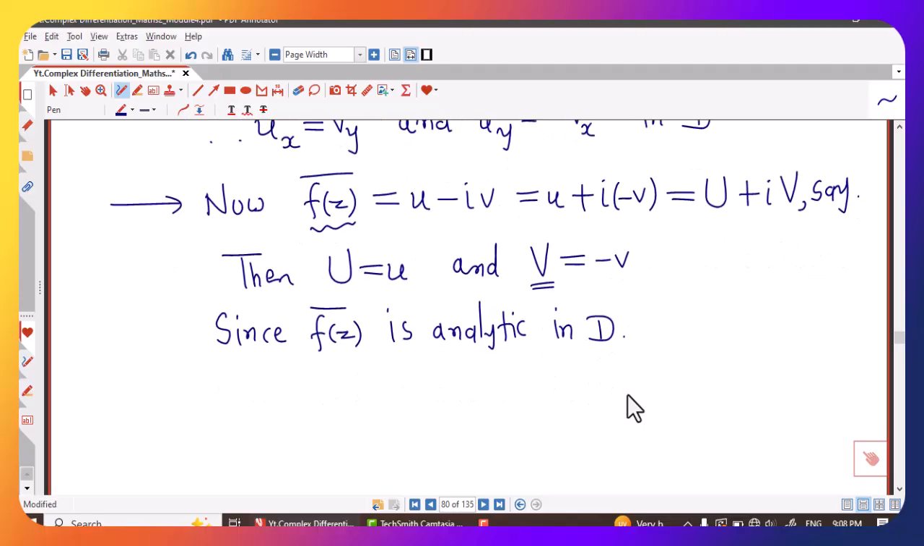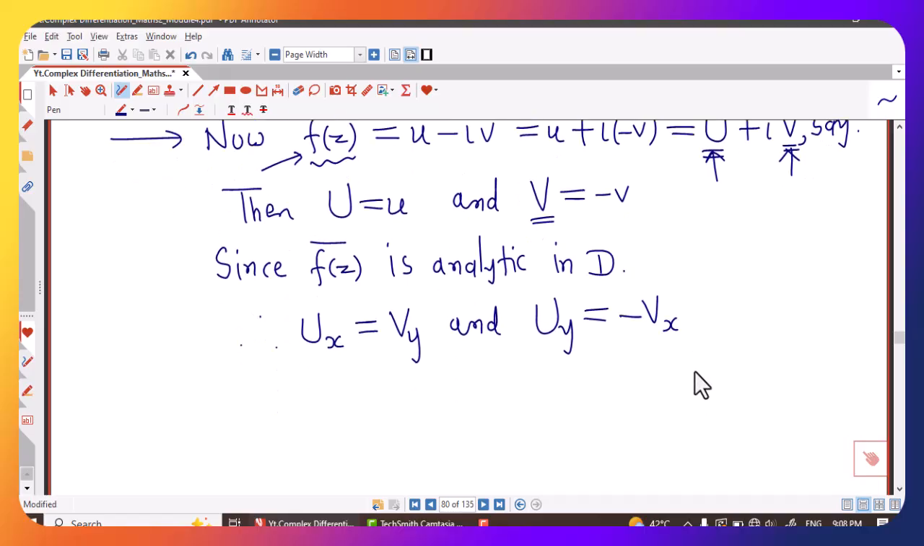Therefore, real and imaginary parts of f of z bar will satisfy Cauchy-Riemann equations. Here we have capital U as the real part of f of z bar, so instead of small u and small v, we have capital U and capital V as real and imaginary parts of conjugate of f of z. So CR equations will be del U by del x equal to del V by del y, and del U by del y equal to minus del V by del x.